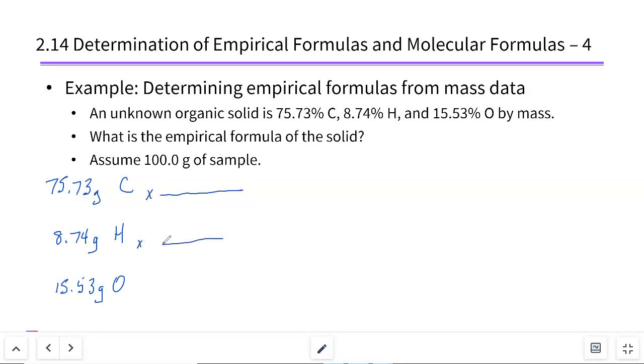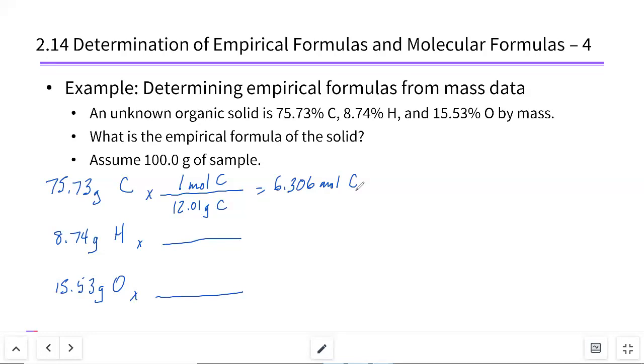Our next step, turn these grams into moles. So we've got to use the molar mass. 12.01 grams of carbon in every mole. So 75.73 divided by 12.01, to 4 significant figures, is 6.306 moles carbon.